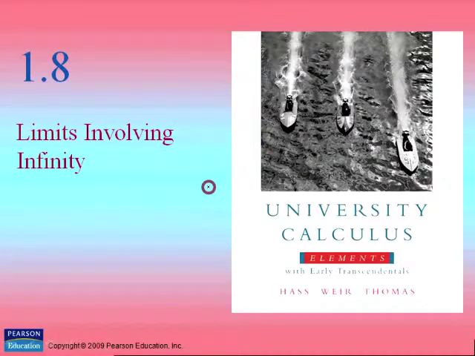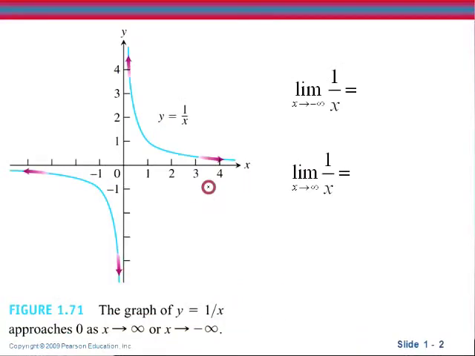Now in this section, we're going to look at some limits involving infinity. Here's the graph y equals 1 divided by x. Now notice the notation here. The limit as x approaches negative infinity and the limit as x approaches positive infinity. Now that's not implying that infinity or negative infinity are actually numbers.